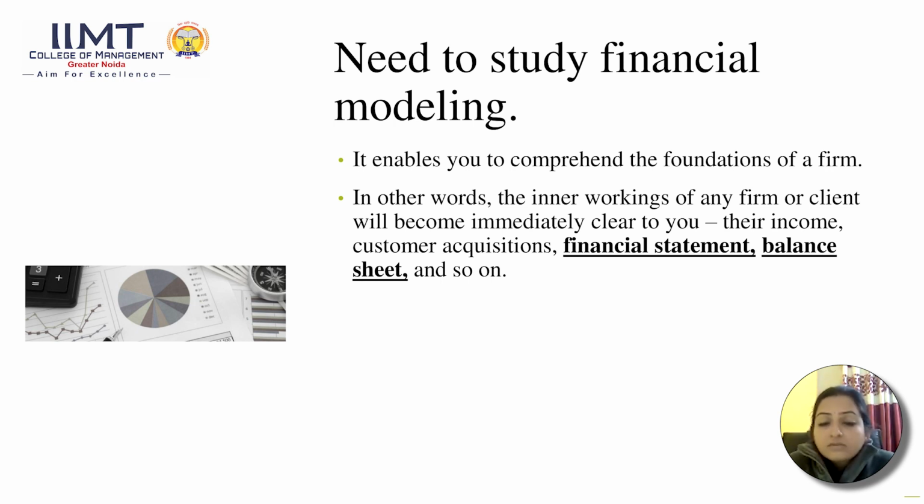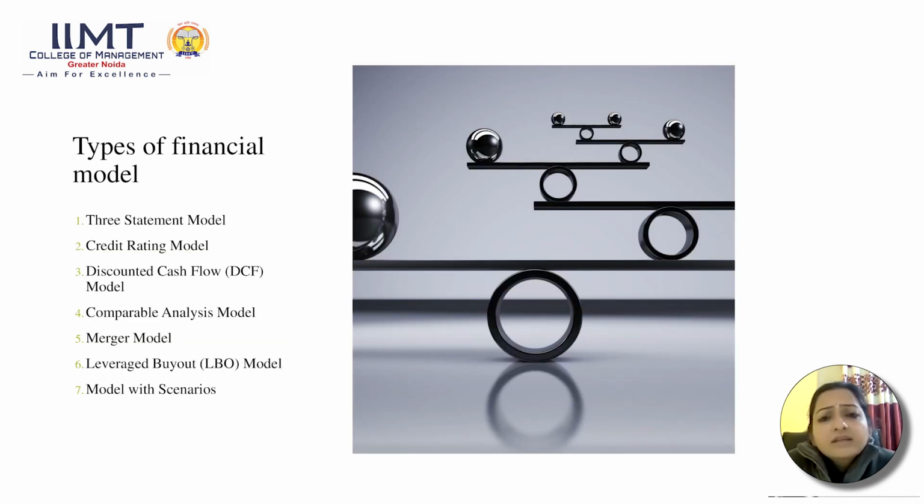A financial model is very helpful for taking various decisions in the financial field. There are different types of models used in financial modeling: restatement model, credit rating model, discounted cash flow model, comparable analysis model, merger model, leveraged buyout model, and model with scenario. These are the different types of models which are used in financial modeling. These all models have their certain uses. So one by one, I am going to explain the use of these models.